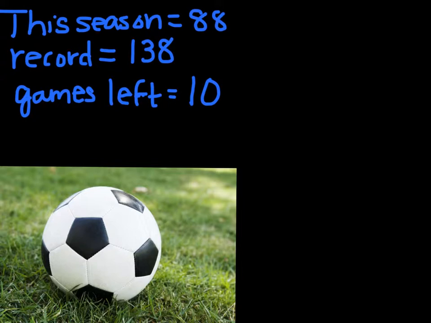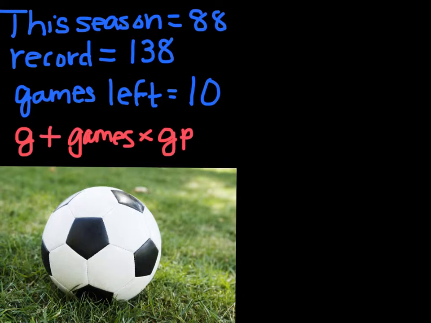Let's start by writing a verbal model to help us understand what we need to do with the numbers we have. We need to take the goals scored this season, which I'm going to represent as G, and add it to the number of games we have left times the goals per game, which I'm just going to write as GPG. And that needs to be greater than the school record.